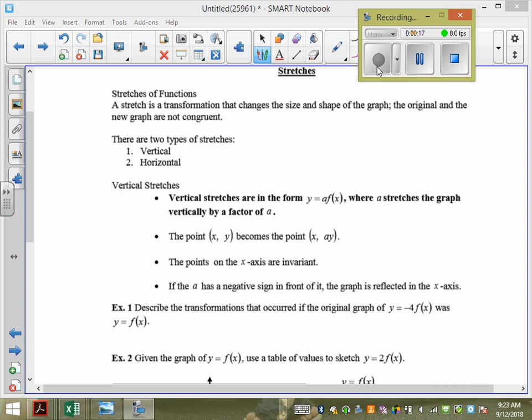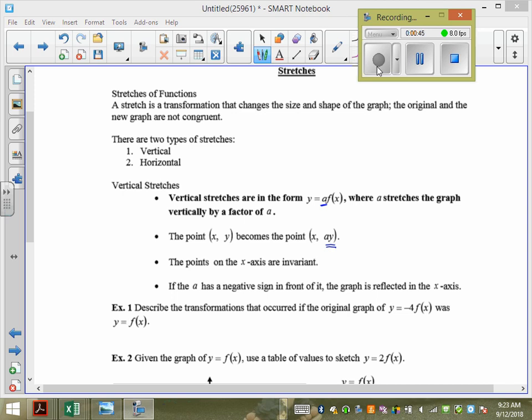So vertical stretches are in the form y equals a f of x. So you guys had this before, right? You always had to find your a value when you had quadratics. And you'd set up your quadratic, and then you'd look for a point, and you'd plug it in for x and y, and you'd solve for the a. That's what you did in quadratic last year. You maybe don't remember that. But you solve for that a, that vertical stretch. Okay? The point then becomes (x, ay).